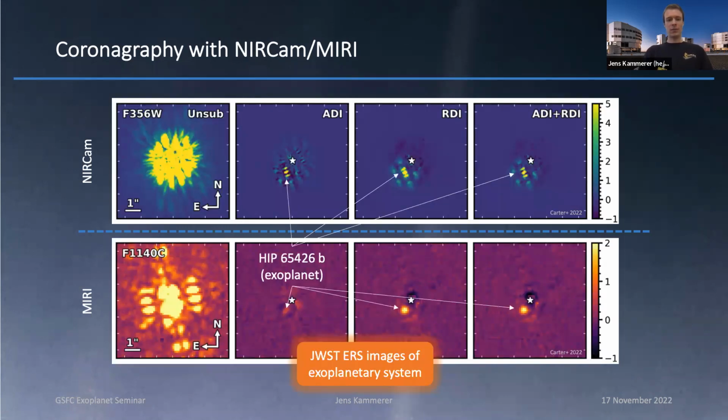So it's finally time for some JWST data. This is on-sky data from our early release science program on the high contrast imaging of exoplanets. These are observations of HIP 65426, which is a well-known exoplanetary system with a companion at about 600 milliarcseconds separation. So on the top, you can see our NIRCam data, and at the bottom, our MIRI observations in one of the filters with one of the four quadrant phase masks.